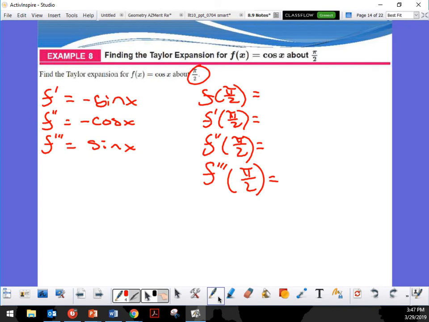Anyway, alright, cosine pi over 2 is 1. Where are we at? No, it's zero. No, it's 0, thank you. Another patty fell. Alright, and then f prime is negative 1. Then it should be negative 1, then 0 again. So negative 1, 0, and 1. Thank you. Long day.